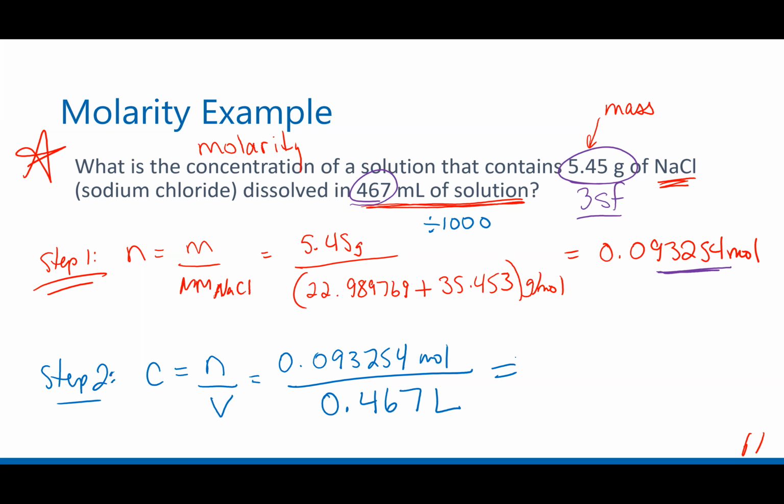Obviously, if you know your formulas, and all of these formulas are given in your data booklet. So my answer, I'm rounding to 3 decimal places, is 0.200 moles per liter. What my calculator is actually saying is 0.19968, but when I round up, it becomes 0.200.